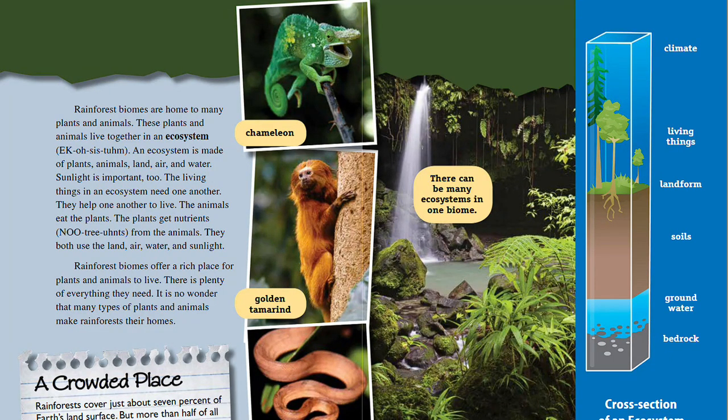There can be many ecosystems in one biome. Climate, living things, landform, soils, groundwater, bedrock, cross-section of an ecosystem.